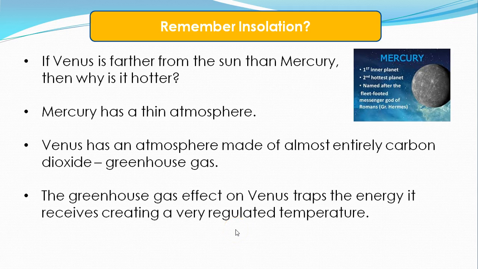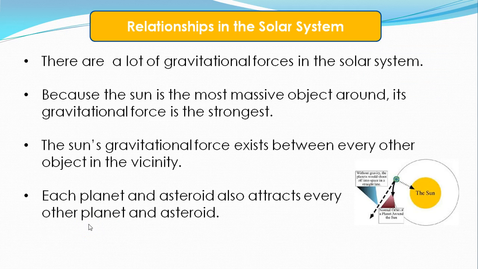So if Venus is farther from the sun than Mercury, then why is it hotter? Well, Mercury has a very thin atmosphere. Venus has an atmosphere made of almost entirely carbon dioxide, a greenhouse gas. So Mercury's atmosphere cannot hold heat, but Venus's atmosphere can because of the greenhouse gas effect. That effect traps the energy it receives, creating a very regular temperature, just like what happens here on Earth.